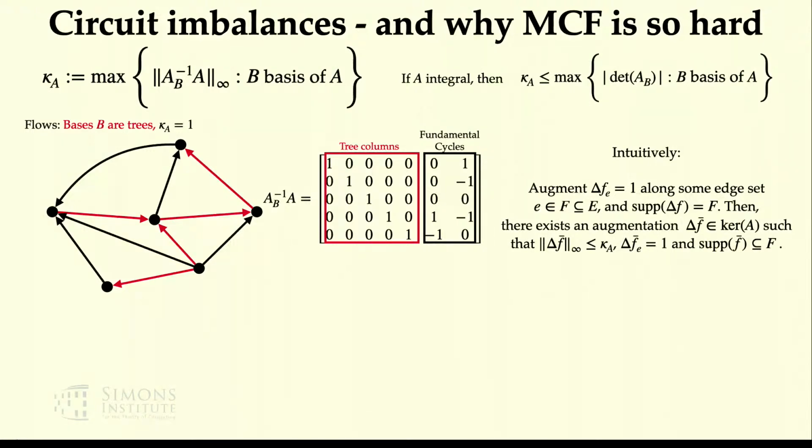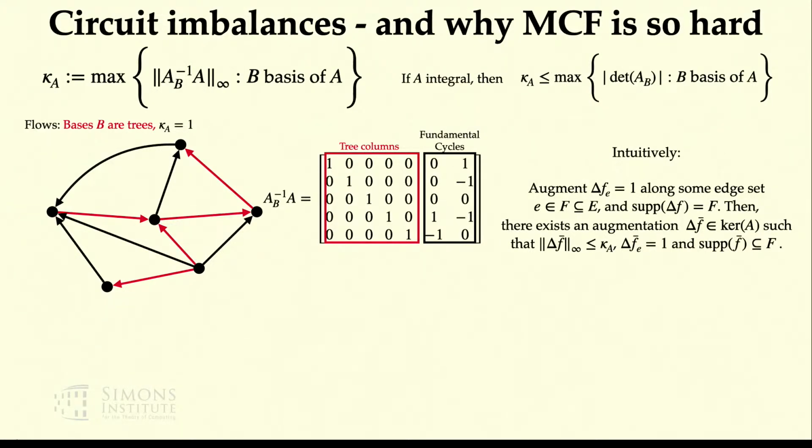So one way of defining the complexity of an LP is defining this condition number kappa A, and that is the subnorm, or the maximum subnorm, over all bases of this matrix here. Essentially you bring your matrix in basis form, you look at the subnorm, and based on that condition number, it is possible to solve LP with running time dependent logarithmically on that condition number.